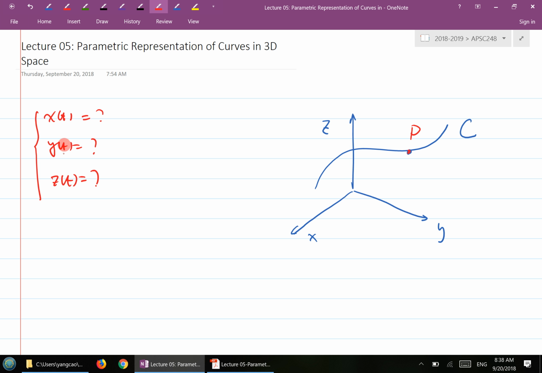Then x of t, y of t, z of t. So it literally just means you have a position vector representing that point P. Where does the position vector come from? It comes from this x of t, y of t, and z of t. That's a position vector. And if you go down to a specific line, it's the same thing, right? If you draw a line and you put that line's parametric equation into the position vector, you essentially get the parametric representation for the line.